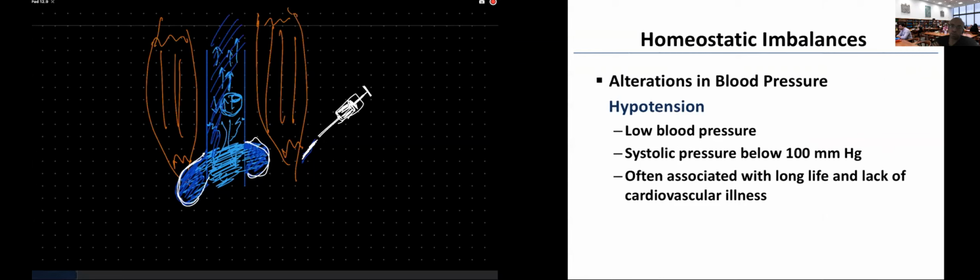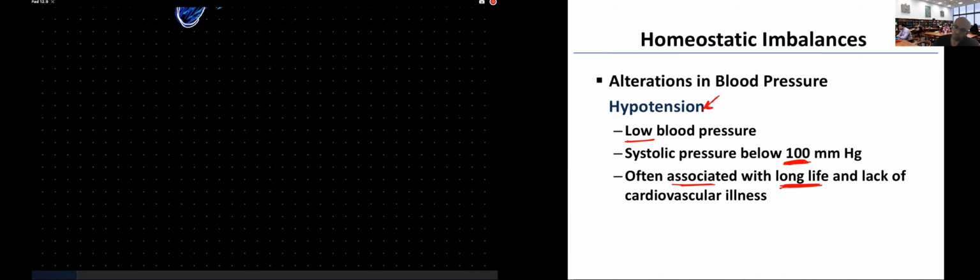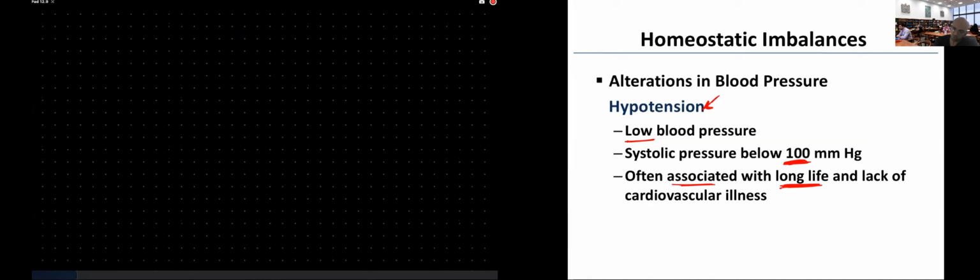Moving on to another set of homeostatic imbalances related to the vascular system: the alterations in the blood pressure. If I have a low blood pressure, below 100 millimeters of mercury systolic, this is considered hypotension. And hypotension is often associated with long life and lack of cardiovascular illness. So why is long life a risk factor or a precursor for the development of hypotension?